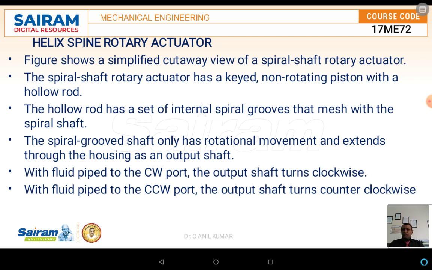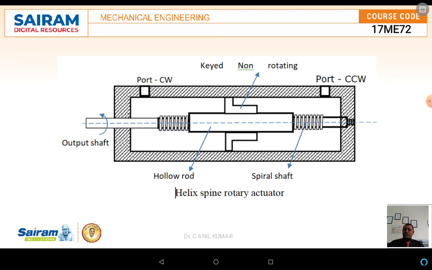If the fluid is piped to the clockwise port, the output shaft turns in the clockwise direction. If the fluid is piped in the counterclockwise direction, the movement of the shaft will also be in the counterclockwise direction. Depending upon the direction of movement, even the flow can also be controlled. The schematic diagram shows the helix spline rotary actuator. Now here in this case, an output shaft will be there.